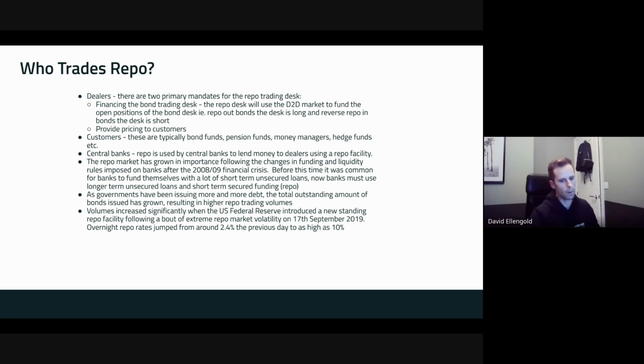So the repo desk will fund all of those positions for them. So if they've got long open positions, they'll go to the repo, go out. This is typically mostly done in the D2D market. So they'll go to the D2D market and try and repo the bonds out. So they'll sell them and flatten that position for a certain period of time, for a day or 2 days or whatever they might do.